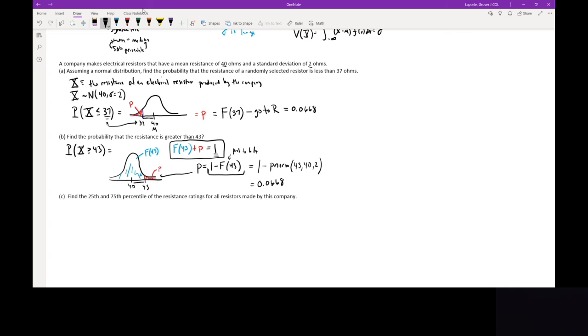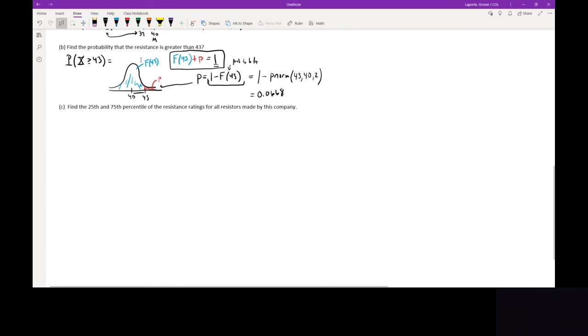Okay, so the next piece is trying to figure out what the percentile is. And the thing about the percentile is it is a different way of looking at the same problem. So let's find the 25th percentile. Same x, x is still defined the same way. X is still distributed as a normal 40, comma 2. So you don't have to do this part again if it doesn't change from the previous piece.